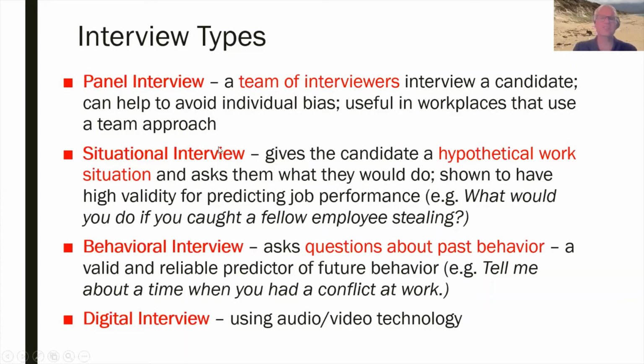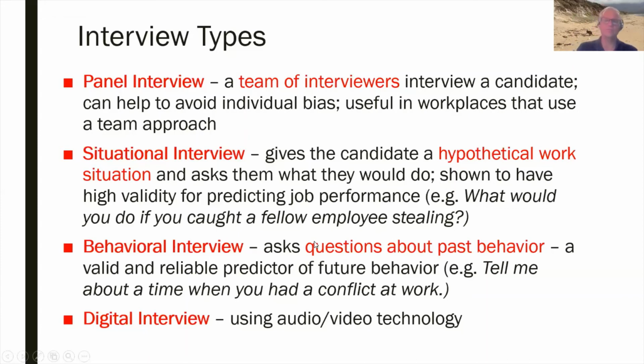Two other major types: a situational interview, where you give the candidate a hypothetical work situation or question. Okay, what would you do if you caught a fellow employee stealing? These situational interviews are really good for testing somebody's thinking process. You can see how they work through a problem, if they think out loud. Sometimes also their creativity comes out with a situational interview. Note a situational interview is what would you do? It's hypothetical, in the future, not what did you do.